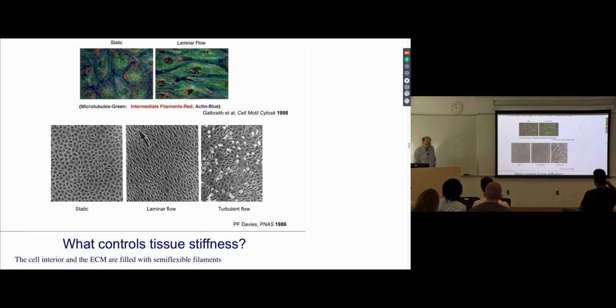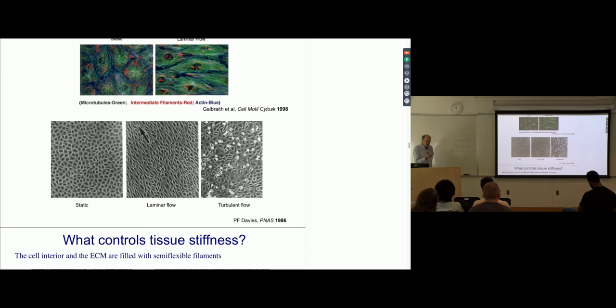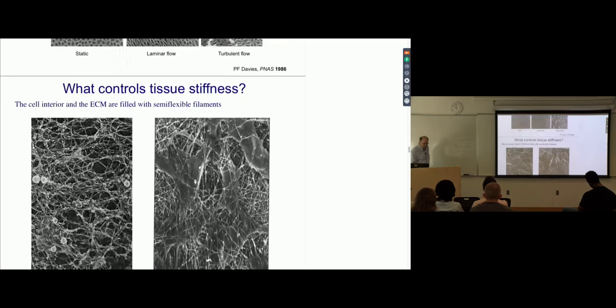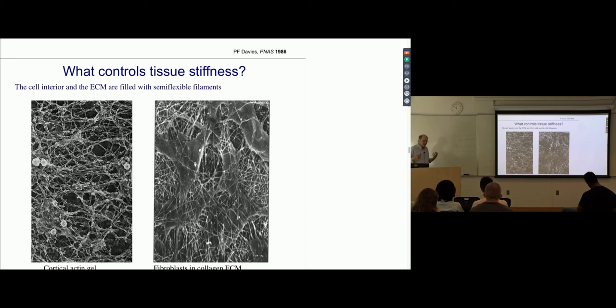And the other thing that this is modulated by, of course, is the stiffness of the extracellular matrix and the stuff underneath the cells. So if these cells are sitting in a particularly stiff arterial wall, they will respond to these shear stresses differently from if they are sitting on a very soft arterial wall. Okay, so what controls the stiffness? Not surprisingly, the stiffness is controlled by the cytoskeleton and the extracellular matrix, more or less.